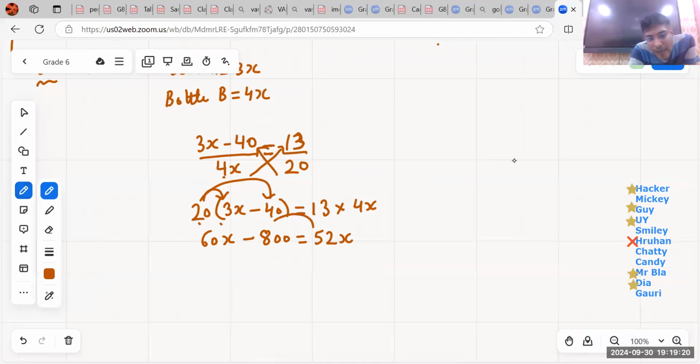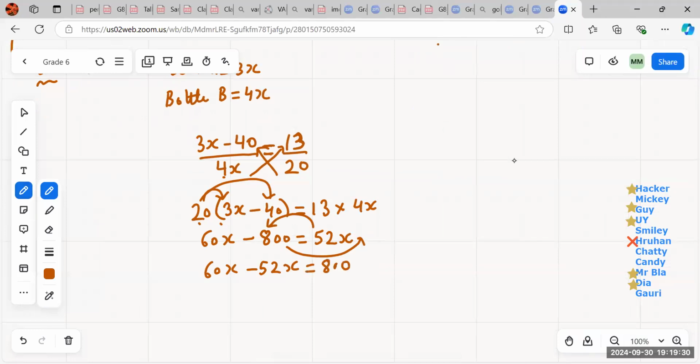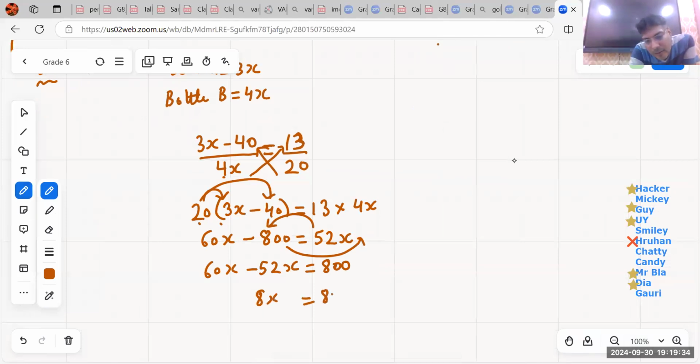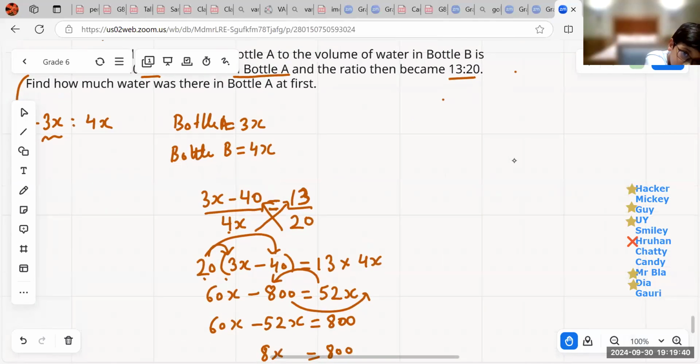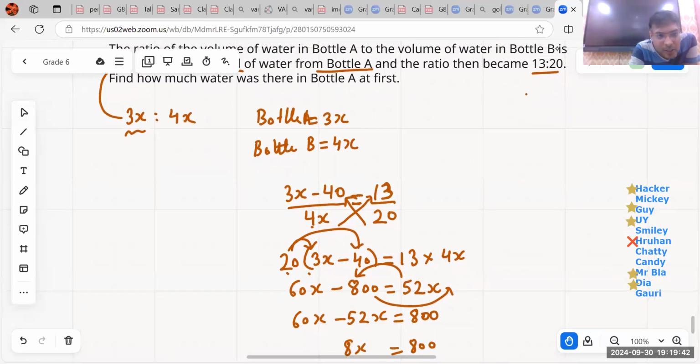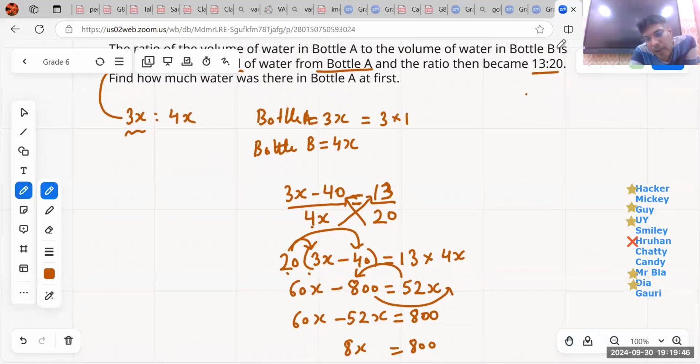Then 52x will come here. It will become 60x minus 52x. The 800 will go to the right side and become plus 800. Then 8x equals 800, so x equals 100. So if x is 100, in Chatty's bottle she had 3x, so 3 into 100, which is equal to 300.